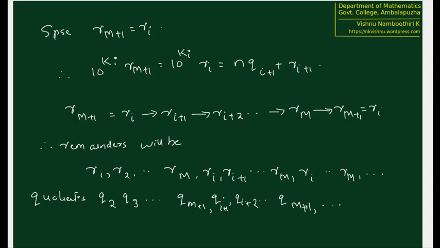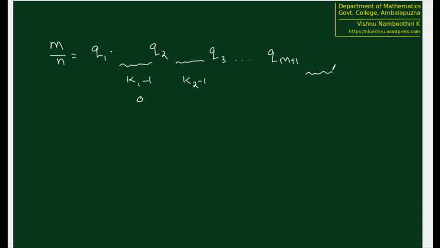Therefore what will be finally the decimal representation? The decimal representation of m by n will be equal to q1 point, we don't know how many zeros are here, q2, k1 minus 1 zeros will be here. After that q3, here we have k2 minus 1 zeros, etc. After that we have qm plus 1. After that, after qm plus 1, it's going to be again qi, and this is going to be again ki minus 1.